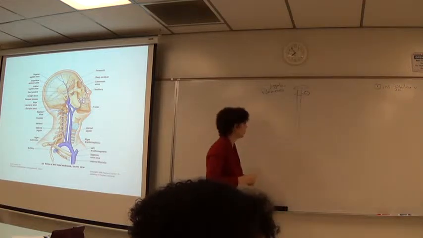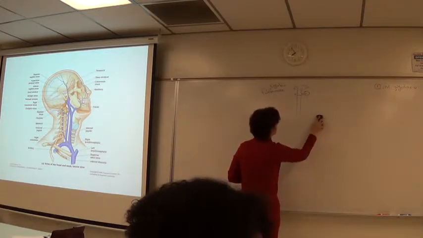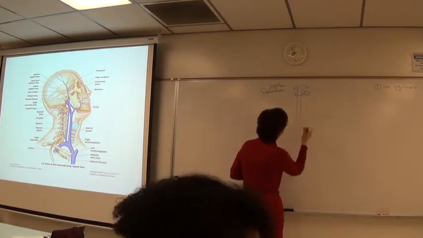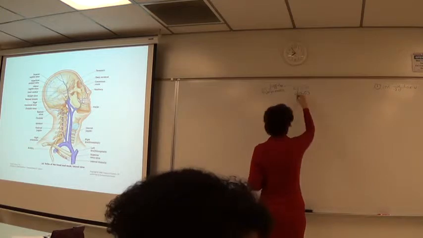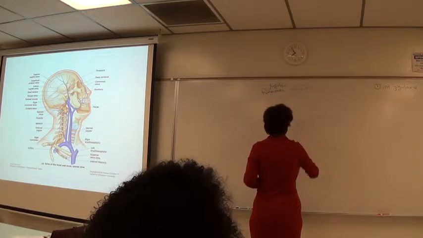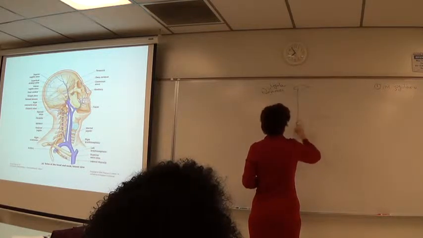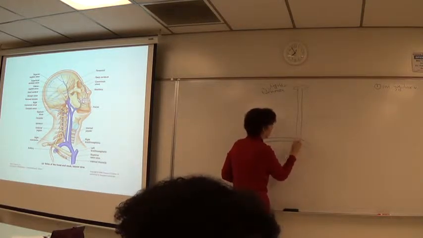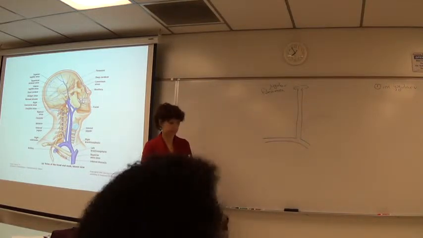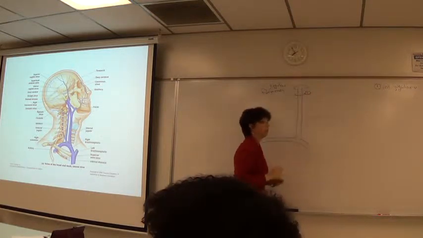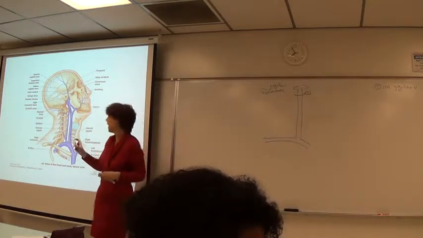And that is going to join with the subclavian to form a brachiocephalic vein. Then we have the external jugular.